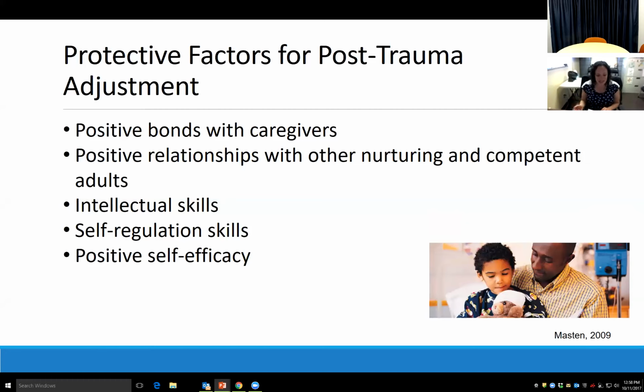And I wanted to highlight these because it's important for those of us who are working with kids to think about how can we foster these things in the kids we're working with. We may not be able to change their intellectual skills, but self-regulation, self-efficacy, working with caregivers to ensure a stable, secure relationship with their child, things like that.